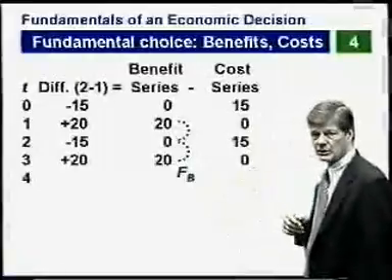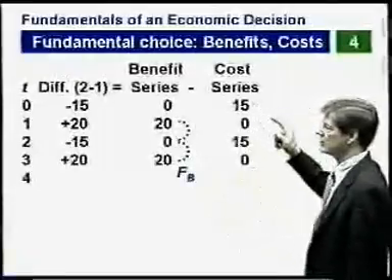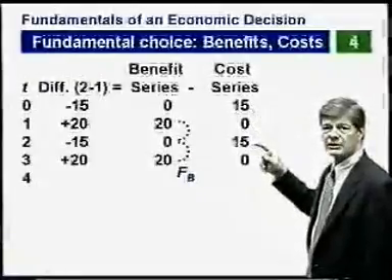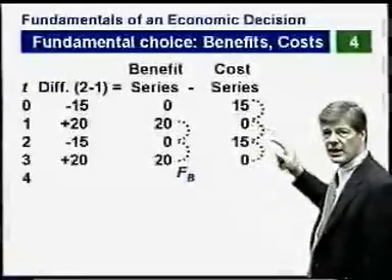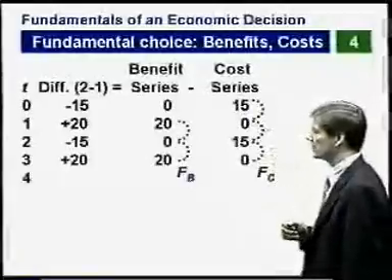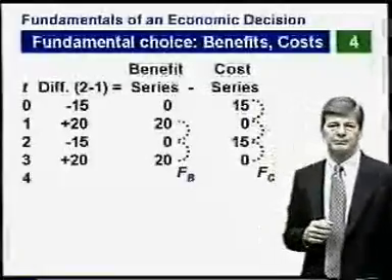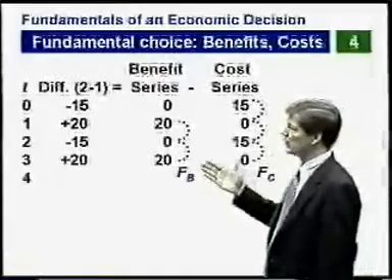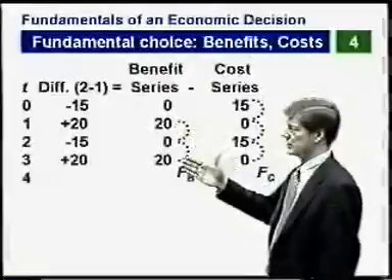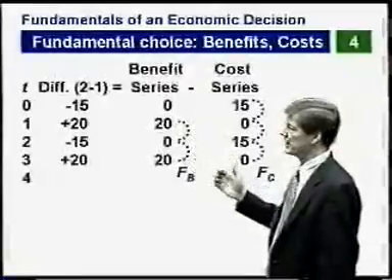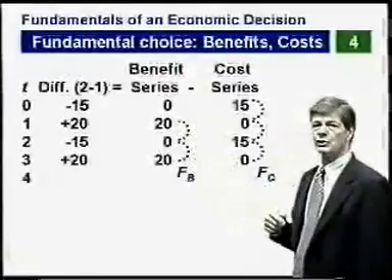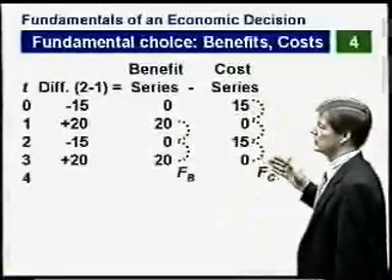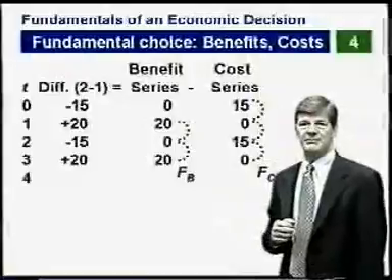Alternatively, if I choose the cost series, I could invest these funds rather than invest them in a magazine subscription. I could invest them at some interest rate, and they would accumulate to some future amount. Call it F sub C. The question then is, would I accumulate more by investing these savings to an amount F sub B, or would I accumulate more by investing these to accumulate to F sub C?